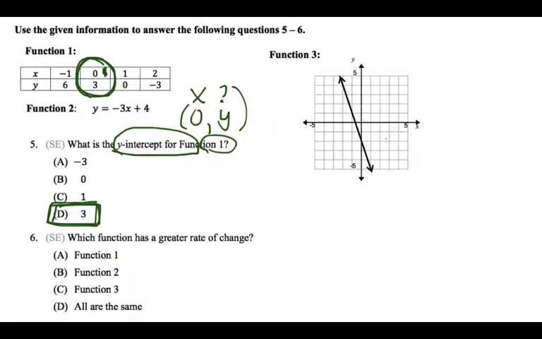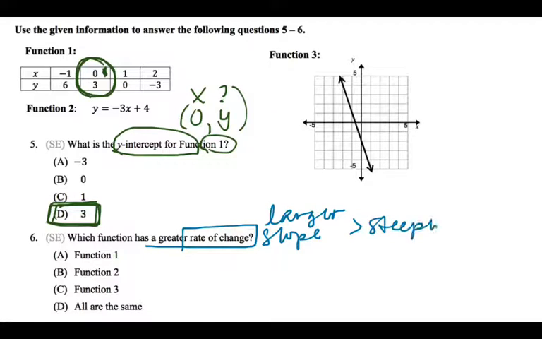Okay, so now for number 6, which function has a greater rate of change? They're asking for the slope. Okay, we want the larger slope or the steeper line. So function 1, I don't see the slope there.